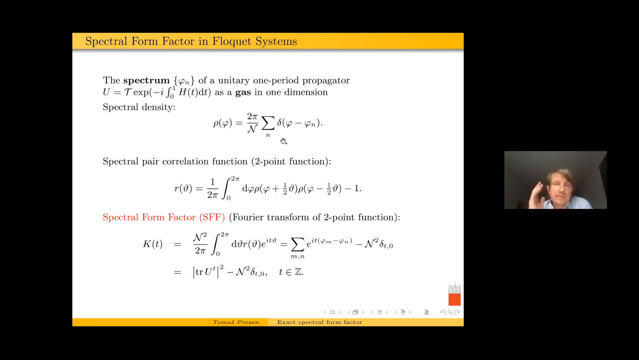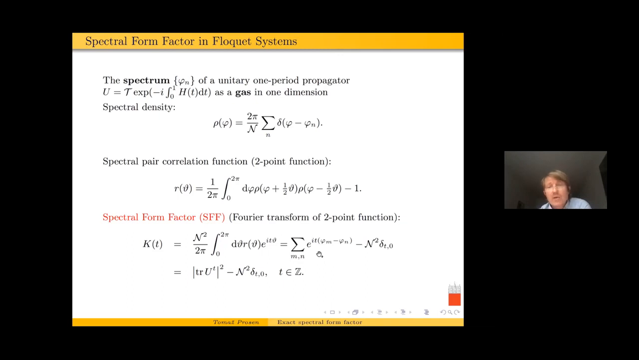Probably I'm going a little too fast, but what I will assume now is that we discuss Floquet dynamics, so the spectrum is not an energy spectrum but a quasi-energy spectrum. Also, I will assume that there is a pure democracy in the spectrum, there is no preferential point, so the density of states on average is the same everywhere. That's the assumption. Then you can define the two-point function and average it over the quasi-energy. Then you get this object, which I call R of theta. You do the Fourier transform of that, and then you get what people call the spectral form factor.